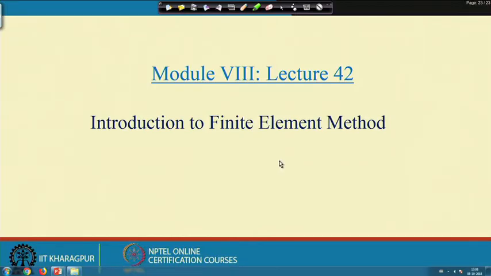Everyone, this is the last lecture of this week and of course of this course. What we have been doing is trying to understand, or introduce, some of the features of the finite element method. If you recall, these are the different kinds of elements that we discussed.